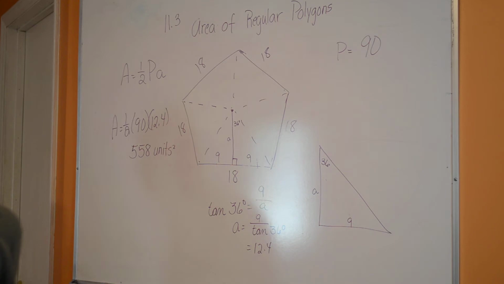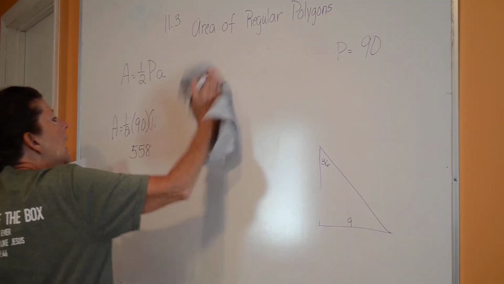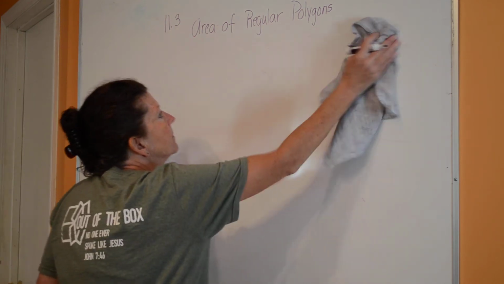All right, now we're going to move on to a circle. You know the area of the circle, but as you might guess, it's not going to be just a normal circle.